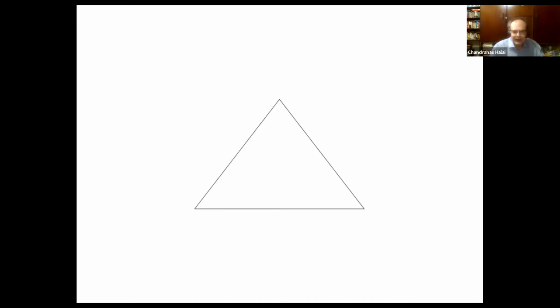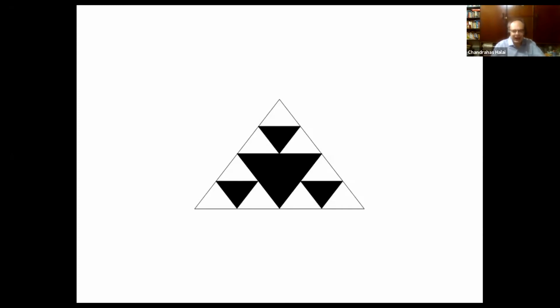First, let us do a very simple task. Let us draw an equilateral triangle that you can see on the screen. As step 2, let us connect the midpoints of all the 3 sides. So now we have a central triangle. So let us remove that central triangle. So we get 3 smaller triangles. Now again, let us connect the midpoints of the new triangles and remove the central triangles. So now we have got 9 new triangles.